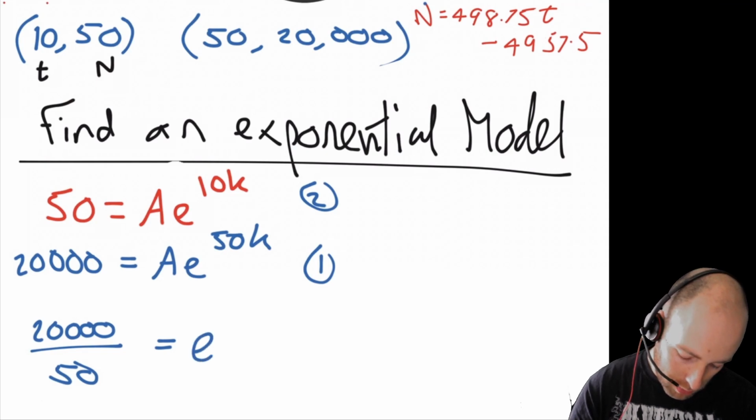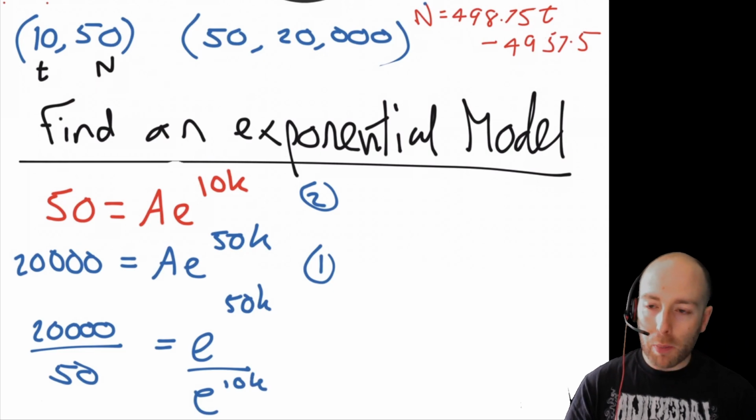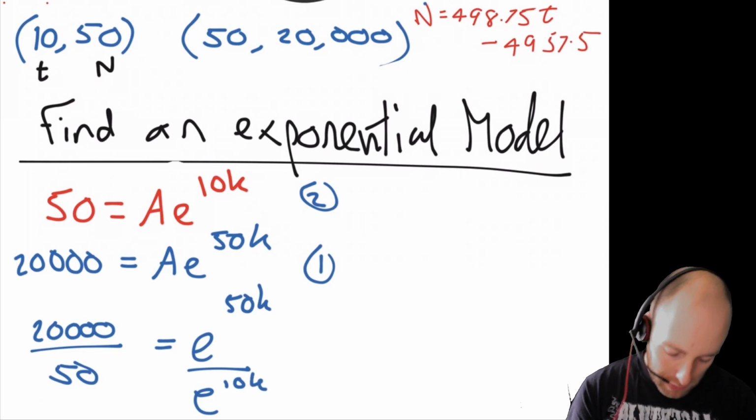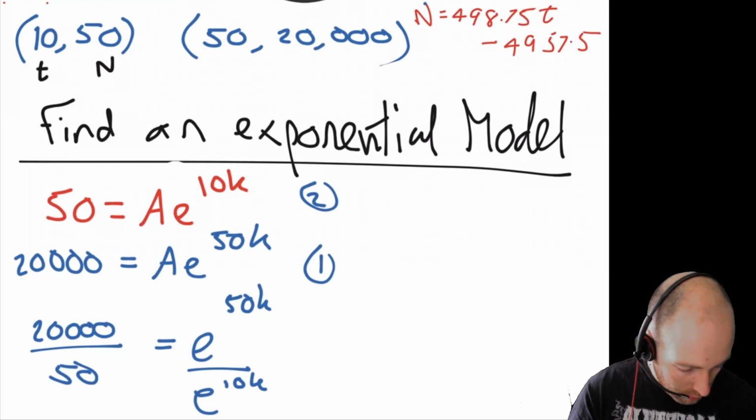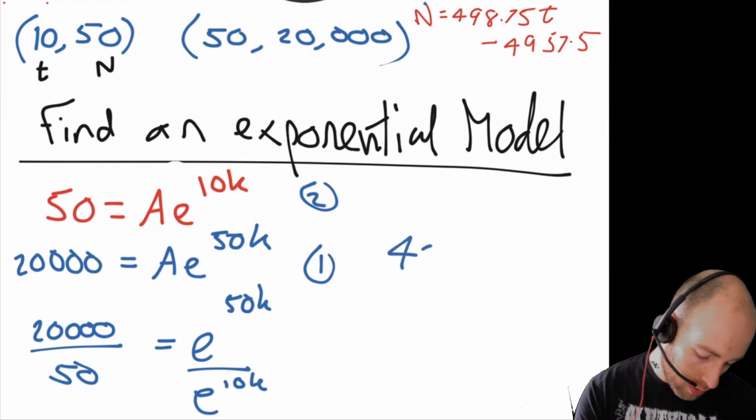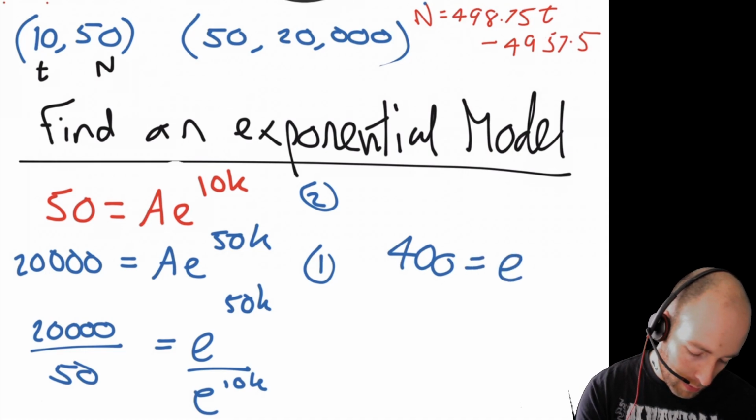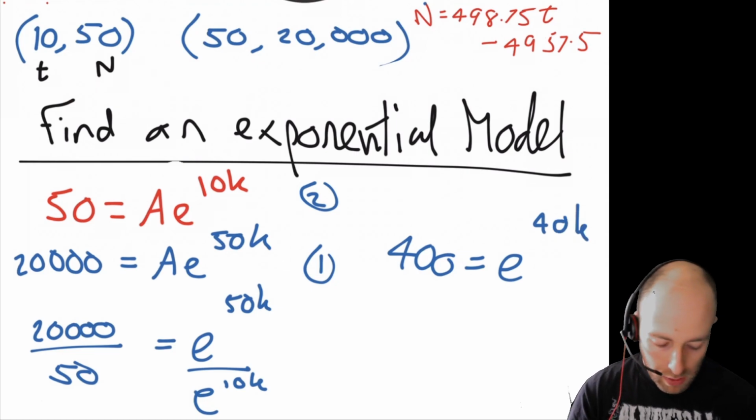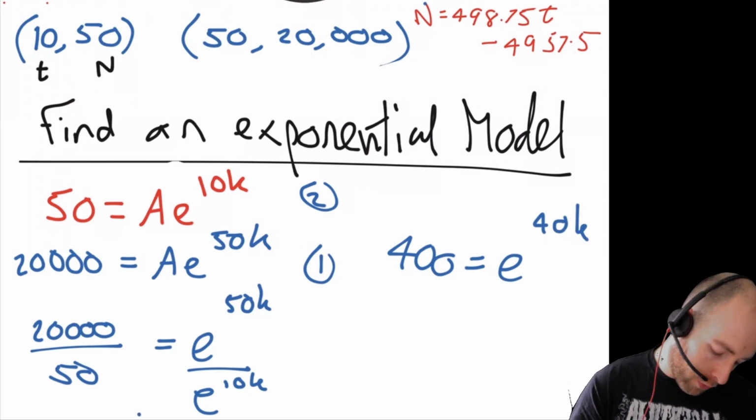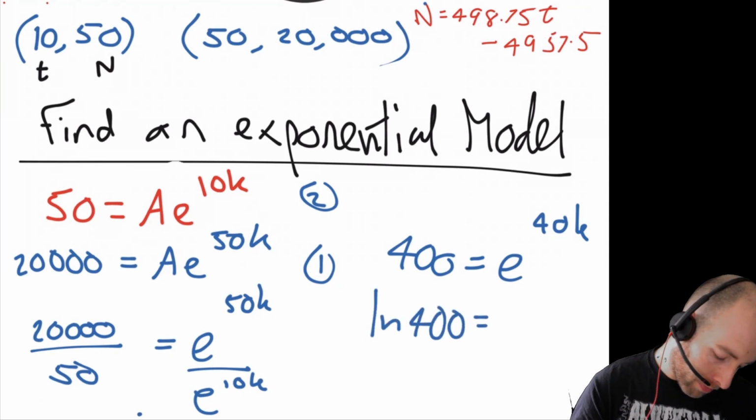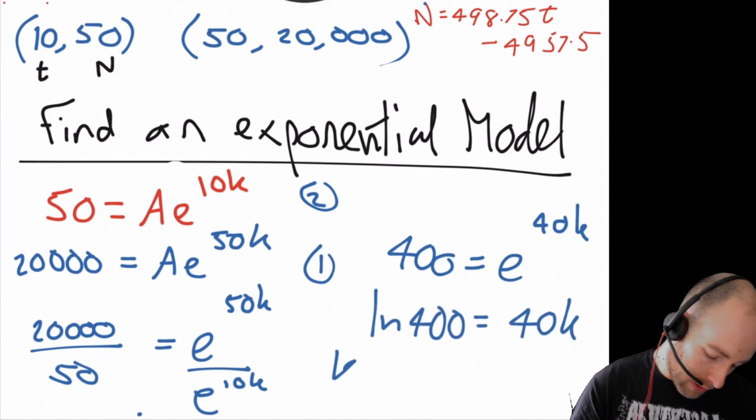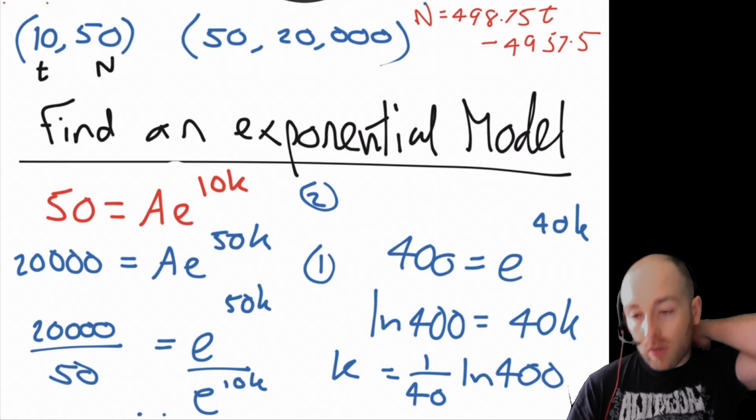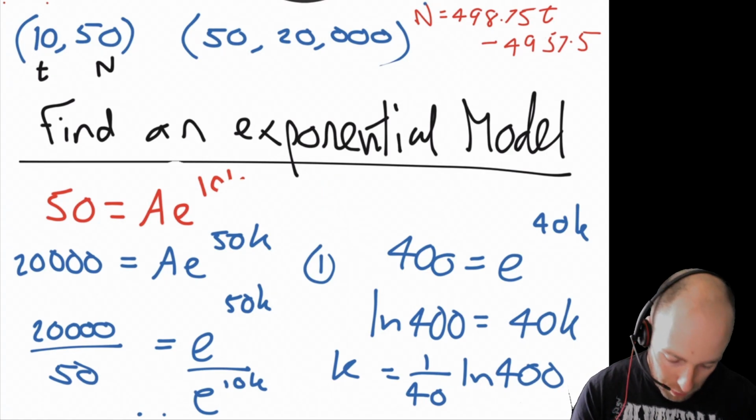Because the a's cancel, we get e to the 50k divided by e to the 10k. When you've got powers like that, you can just subtract them. So we get 20,000 over 50, which is 400, equals e to the power, for 50k take 10k, which is 40k. We can then ln both sides to get ln 400 equals 40k. So k is 1 over 40 ln 400.